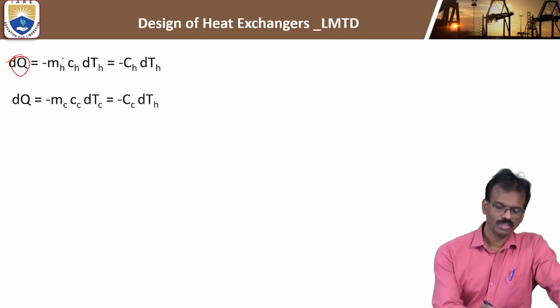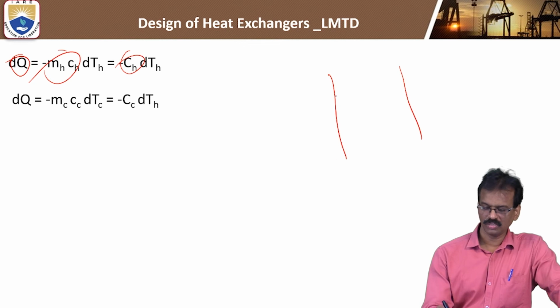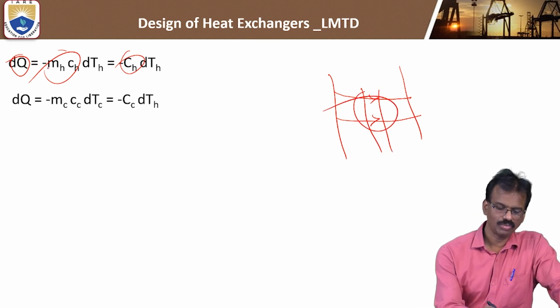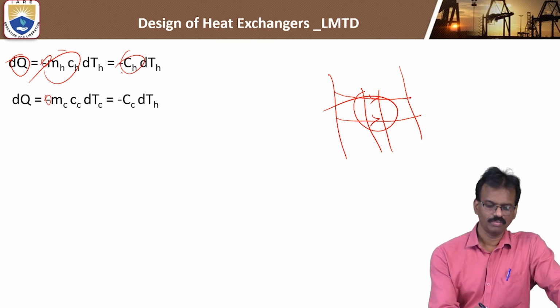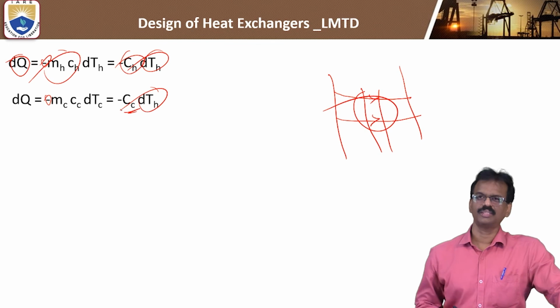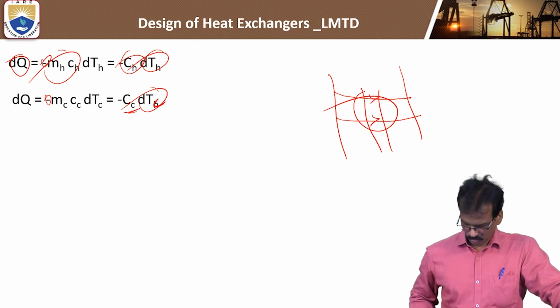Okay, so you can rewrite like this. mH cH is nothing but capital CH. So here minus, because in both cases the temperature profile is decreasing for the small elemental area. Okay, so we have to take this minus for both the fluids. So here minus capital CH into dTH, and for the cold fluid minus CC into dTC. This is dTC.